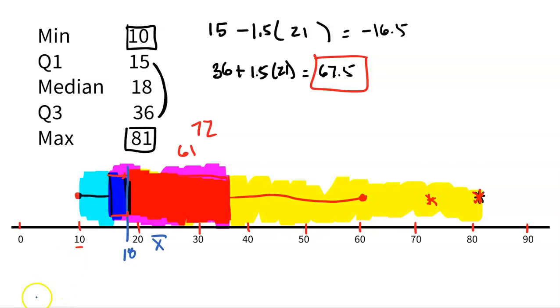All right, I hope you learned a lot about box plots and that you could use them to explore quantitative data.